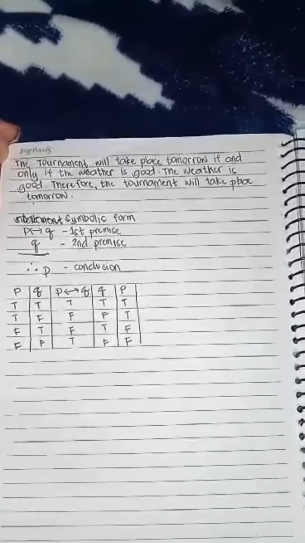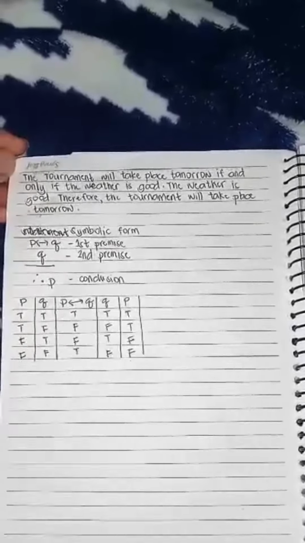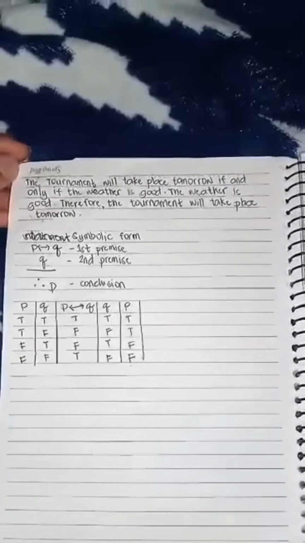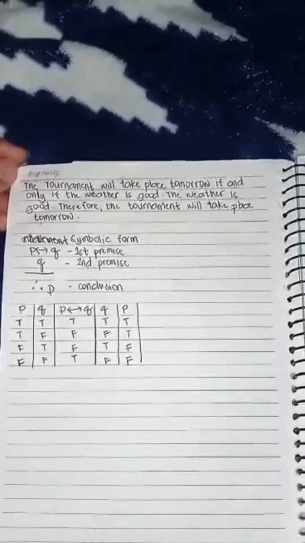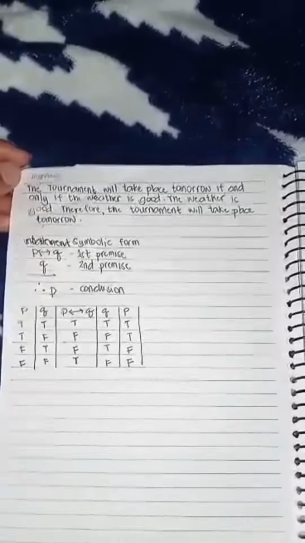My argument is the tournament will take place tomorrow if and only if the weather is good. The weather is good, therefore the tournament will take place tomorrow. The symbolic form of this is P if and only if Q is the first premise, where P is the tournament will take place tomorrow. And Q is the second premise, where the weather is good. So, my conclusion is P, the tournament will take place tomorrow.